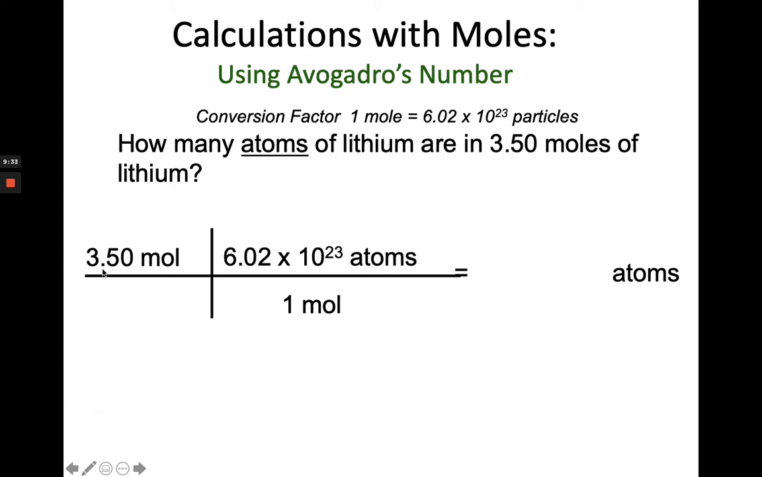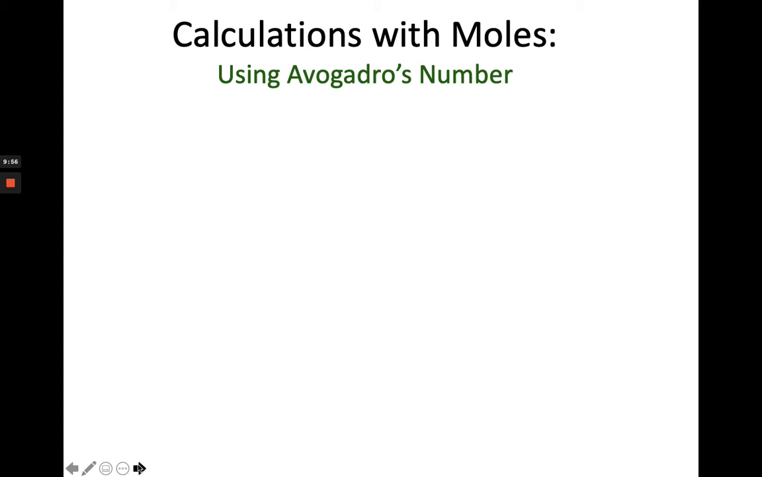So that is just when you're beside, you multiply. When you're below, you divide. So this would just be 3.5 times 6.02 times 10 to the 23rd divided by 1. Now, we're going to use 3 significant figures. So whatever you get in your calculator, you're going to round to 3 significant figures. If you do that, you're going to get 2.11 times 10 to the 24th atoms. Okay, atoms of lithium. Let's look at another one.